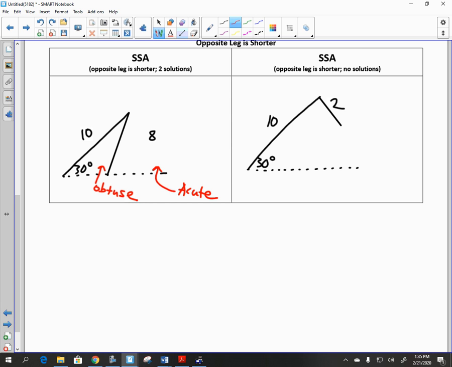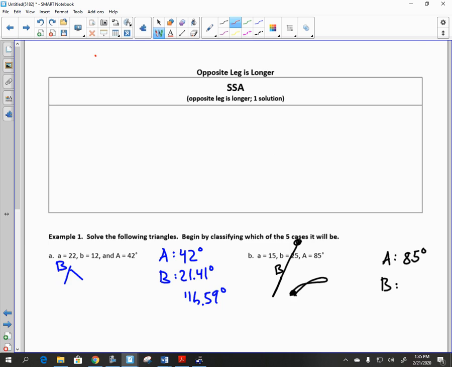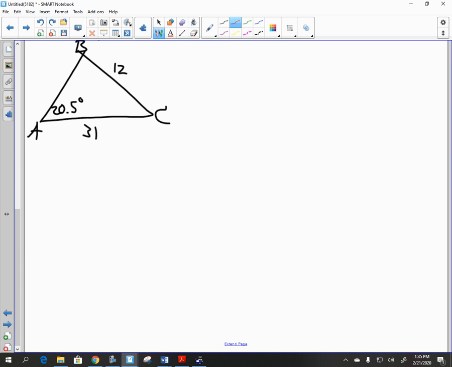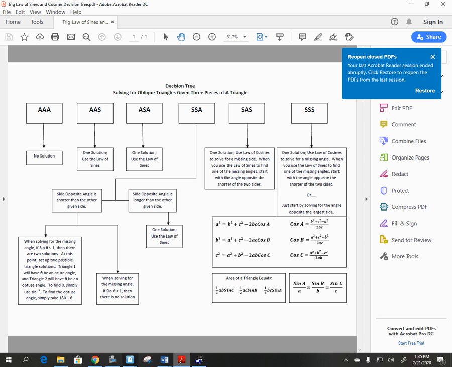Let's see how that comes up. We flip to our last example. Here's our triangle. Is the side opposite longer or shorter than the other given side? It's shorter. As I look at my decision tree, I'm at side angle. I go down: is the side opposite the angle shorter than the other given side? So I either have no solution or I have two solutions. We don't know until we set it up.